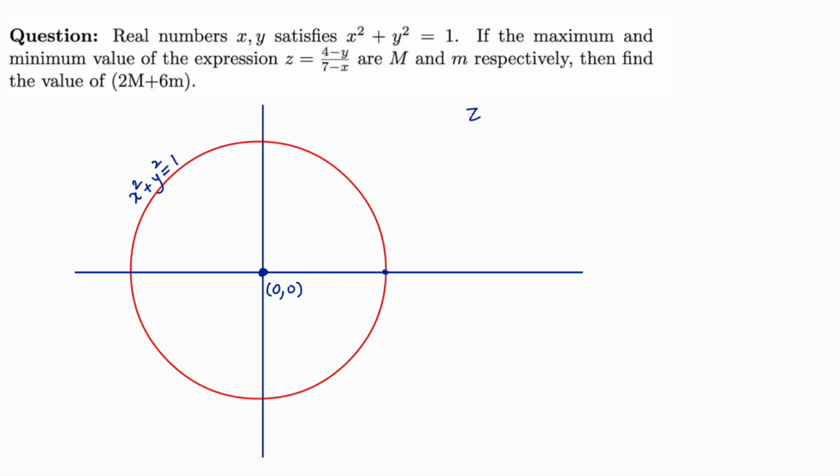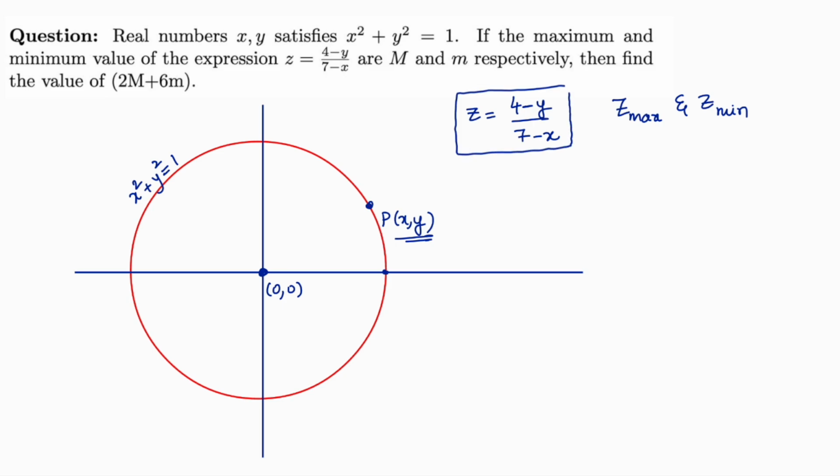What is asked in this question? There is an expression z which is (4 minus y) divided by (7 minus x). We have to find the maximum value for z and the minimum value for z. What is (x, y)? X, y are real numbers satisfying the equation of the circle. So I can understand (x, y) as any point on the circle. So basically this point P is not fixed. (x, y) can be any point on the circle.